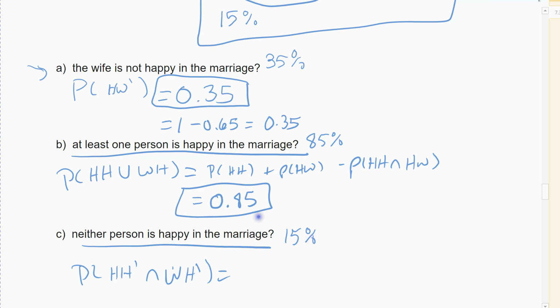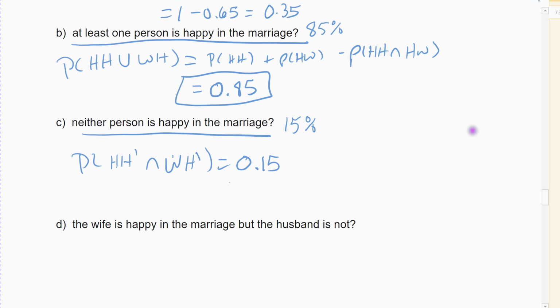Which would be the complement to this set. At least one of them is happy. Neither of them is happy, so you could take your 85%, subtract it from 1, or use the Venn. Either way is fine. So 15% from the Venn comes out to the decimal 0.15.